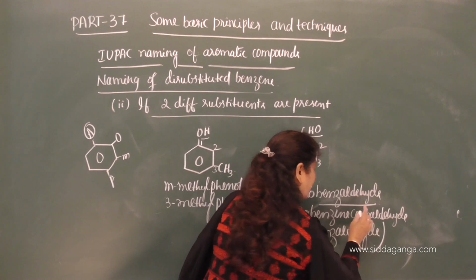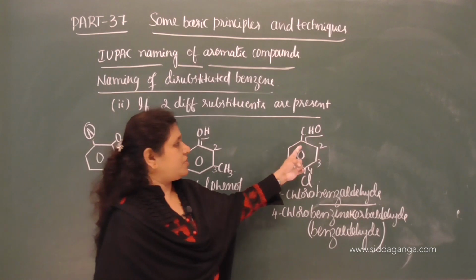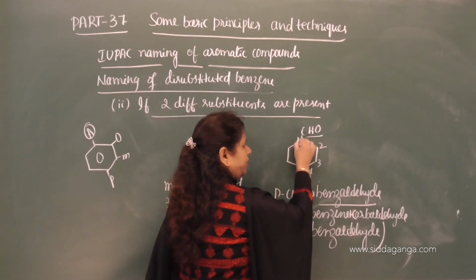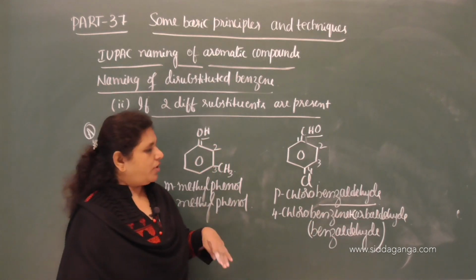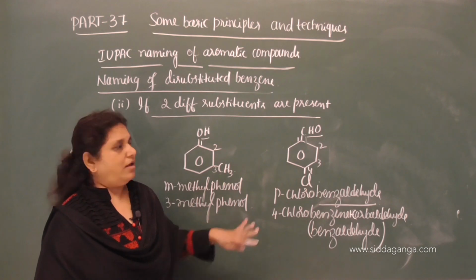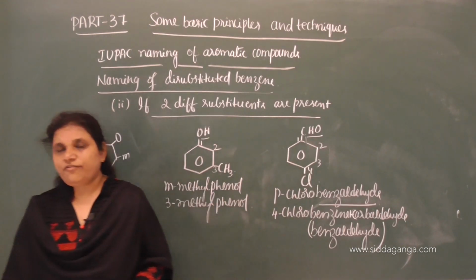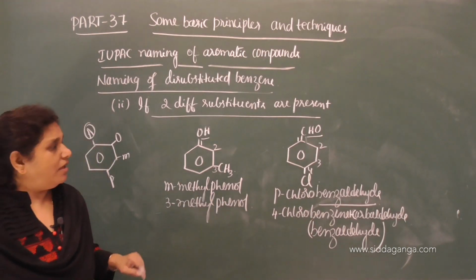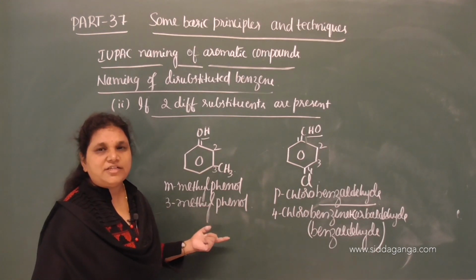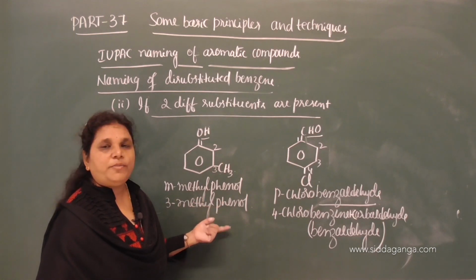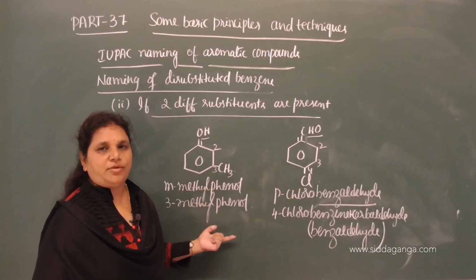So while writing carbaldehyde, it is understood that it is 1-carbaldehyde, because the position of this is 1. So specifically you can write 1-carbaldehyde or you can ignore the locant 1 of the CHO. Clear? And this is about the naming of disubstituted benzene, if it contains two like substituent groups, or two different substituent groups, or one group is functional and another one is a substituent. So taking the root word is important here.